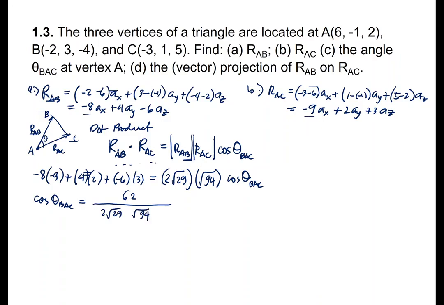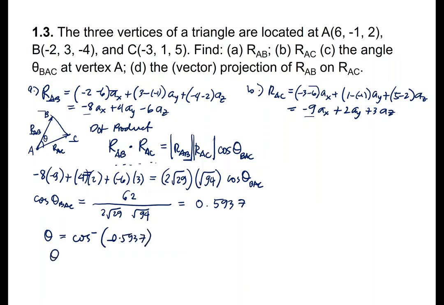If you try to solve this using your calculator, you have 62 divided by 2 square root of 29 times square root of 94. So you have 0.5937. I'm using 4 decimal places to be more accurate. Then that's cosine theta. So to get theta, you just take the cosine inverse of 0.5937.